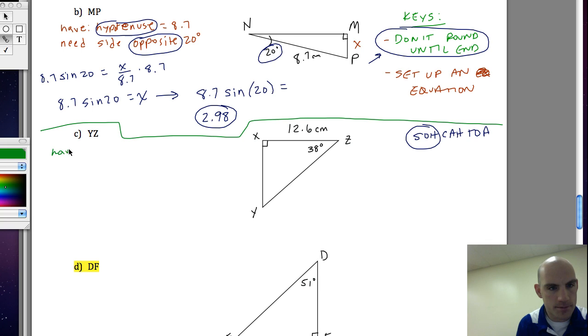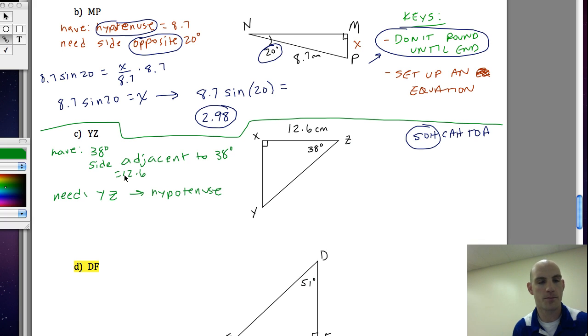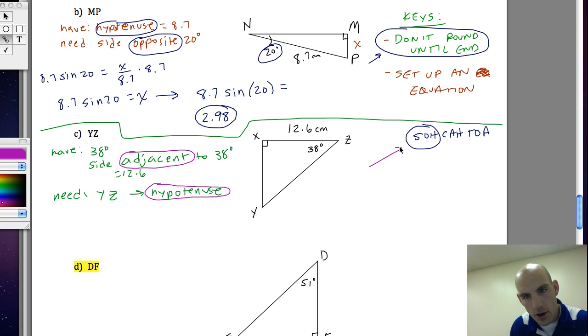What do I have? I have this 38-degree angle. I also have the side adjacent to it, 12.6. What do I need? I need YZ, which just happens to be the hypotenuse. Don't know how they came up with that word. Let's look at what we've got. Have adjacent. Need hypotenuse.